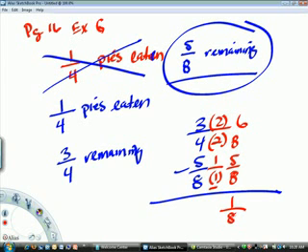Now, what does that mean, though? 1/8 is what? 1/8 is the fraction of the pies that were remaining when he went to leave. Right? Okay. So now what percent is that? Because it doesn't ask us for the fraction. It asks us for the percent. How do I get the percent out of that?